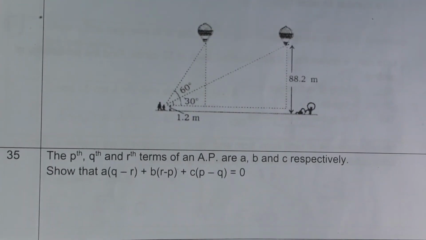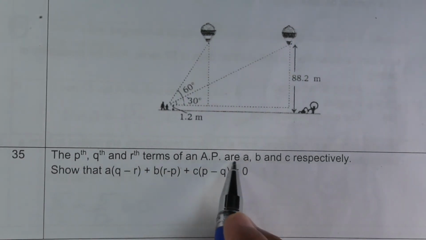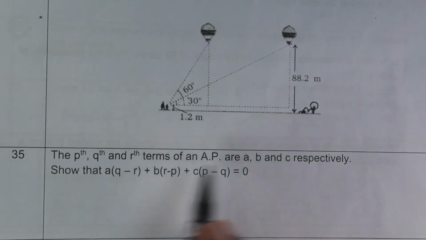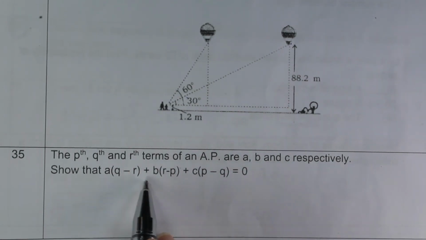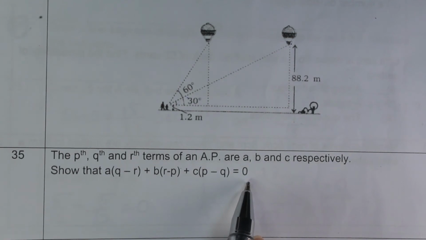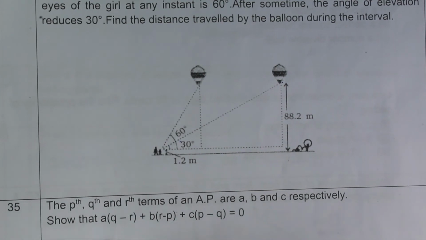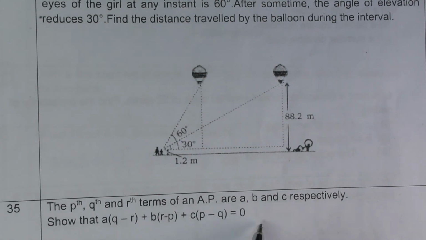Now let's move to the 35th question. The pth, qth and rth terms of an AP are A, B and C respectively. Show that A into (Q minus R) plus B into (R minus P) plus C into (P minus Q) is equal to 0. So he has given that there are three terms in the arithmetic progression, that is the pth, qth and rth terms, that are A, B and C respectively. We have to show this equation is 0.